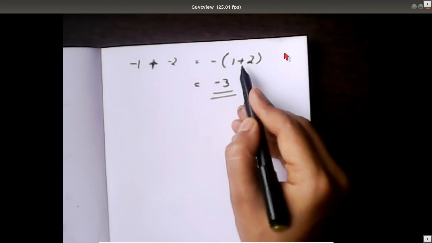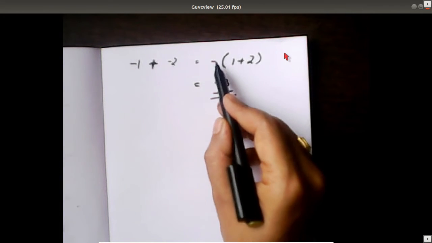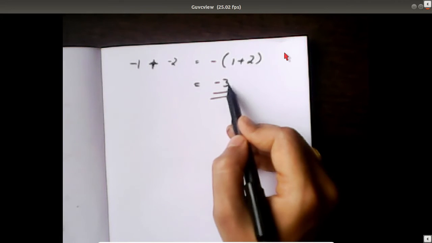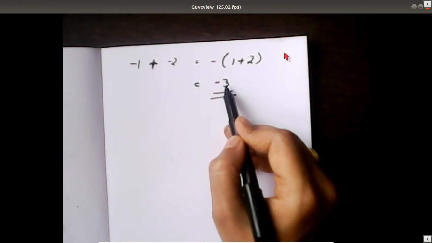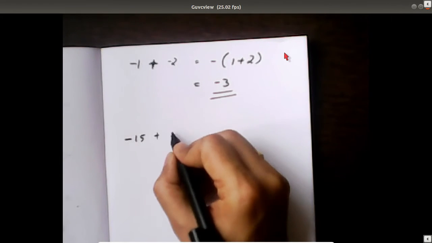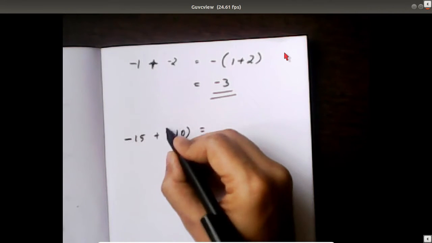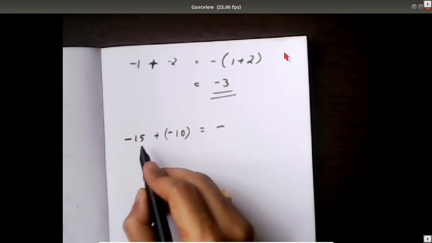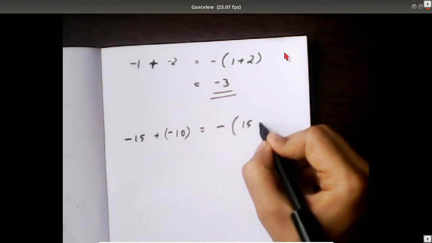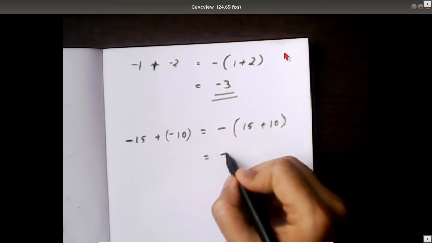According to our rule, type 1 rule, we have to take this minus outside, the result is a minus, and we have to add the two numbers. Adding 1 and 2 gives us 3, so the answer is minus of 3. Let's add two more numbers, minus 15 plus minus 10. You're adding two negative numbers, so the answer is minus of 15 plus 10, which is equal to minus 25.